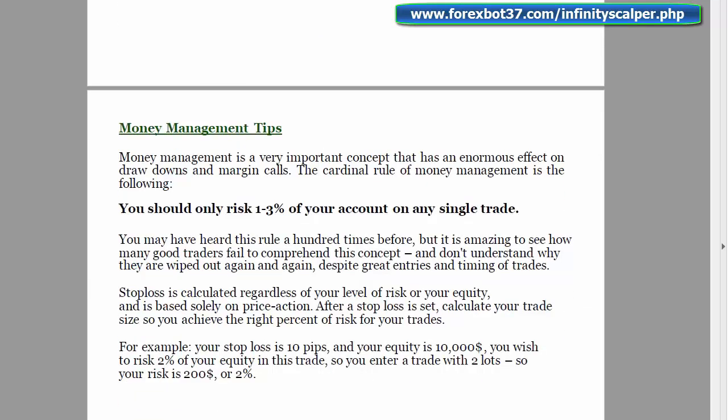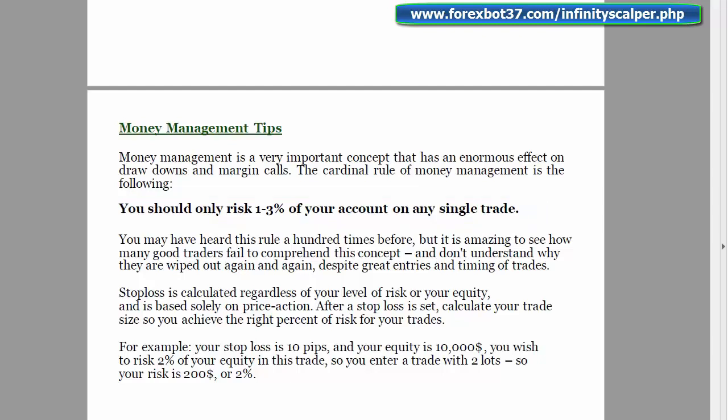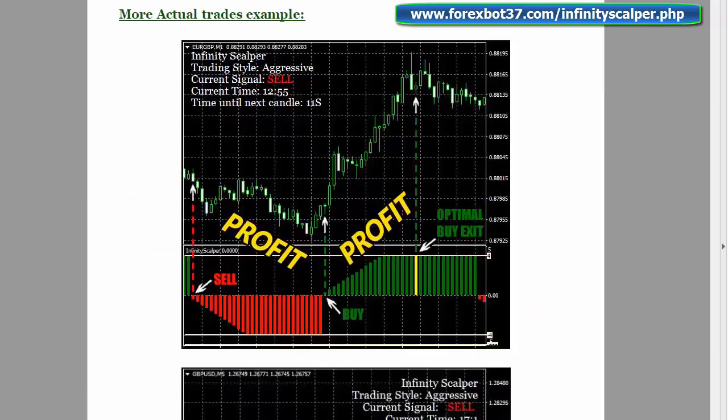Money management tips. Again, this is a great PDF. We should always remember proper money management. Never risk more than 1 to 3% of your account on any single trade. You wouldn't believe how many people still trade way too big.